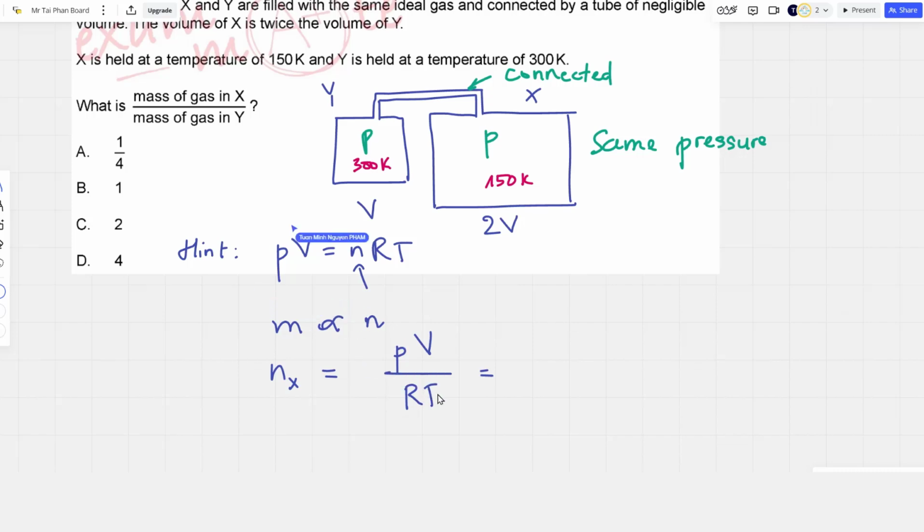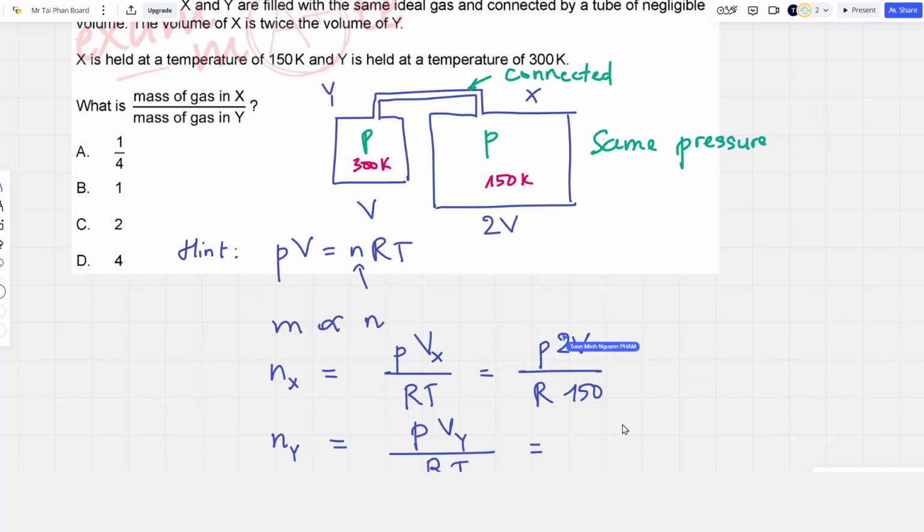Okay, RT here. The T at the bottom for container X is 150 Kelvin. R is the same. The pressure is the same, and the volume of X is actually 2V. That's X. Now similarly for the number of moles in container Y. The pressure is the same. The volume of container Y is only V, not 2V, half of container X. Then the pressure, the ideal gas constant R, and the temperature 300.